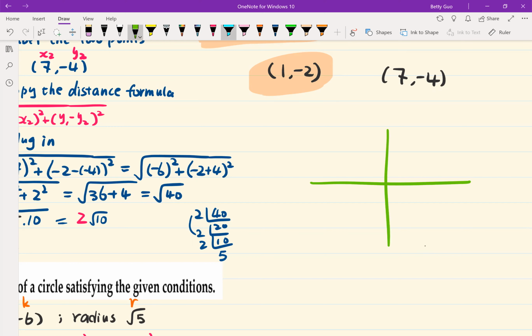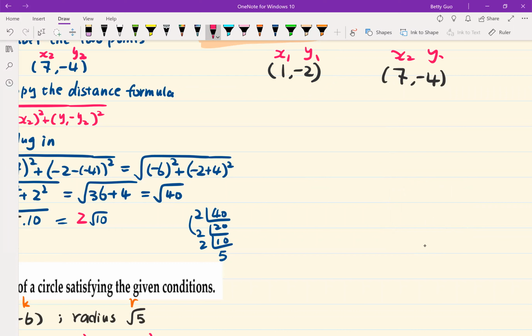(1, -2) is in quadrant 4, right? (7, -4) is also in quadrant 4. So we need to find the distance between the 2 points. We have a 3-step procedure to do that. First step, label the 2 points x1, y1, x2, y2. So x1 is 1, y1 is -2, x2 is 7, y2 is -4.